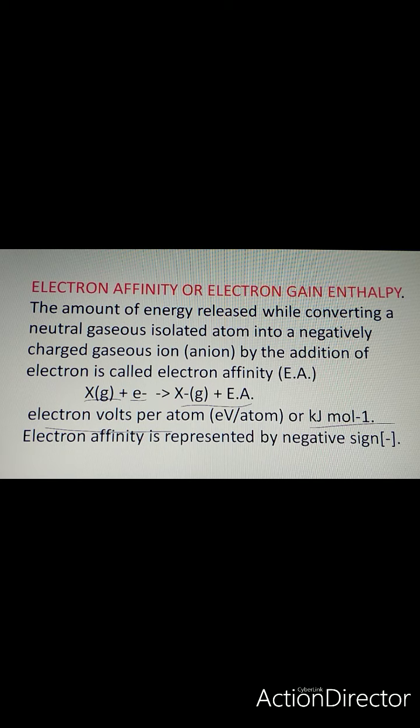Electron affinity is represented by a negative sign. Remember that.